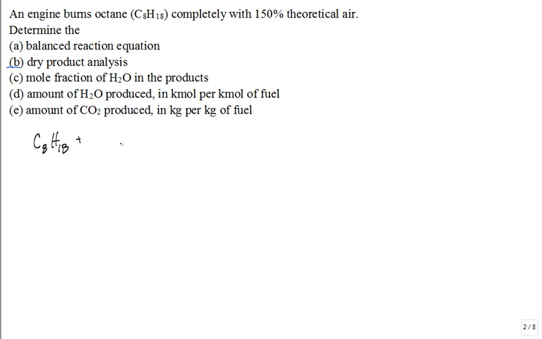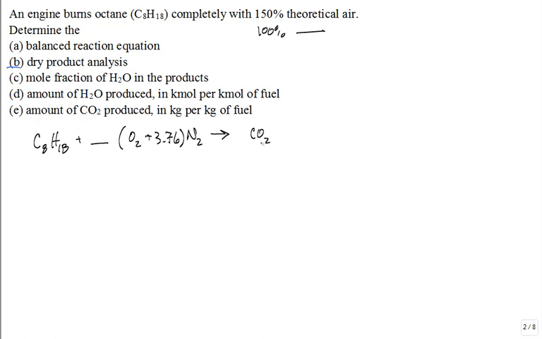C8H18. We're going to get some unknown amount of oxygen from air. First, I'm going to do 100% theoretical air. Then I'm going to modify it for 150% theoretical air. Kind of a two-step process. It goes to CO2.